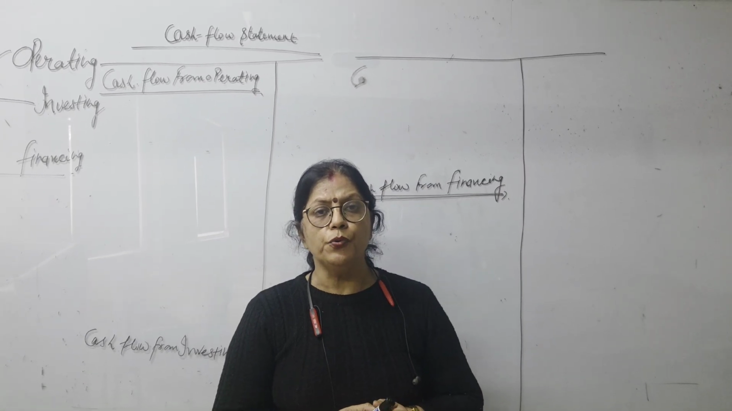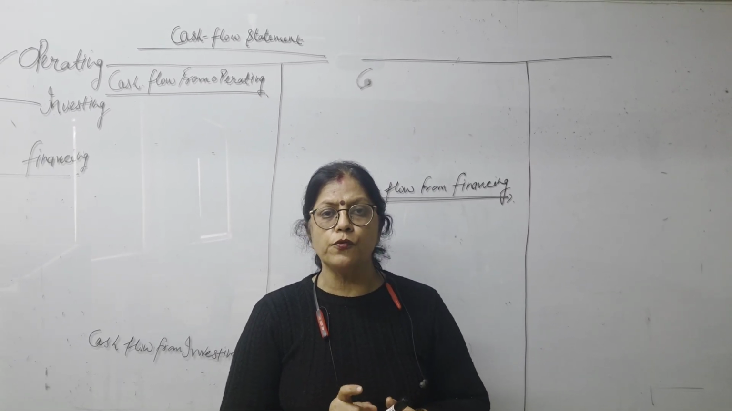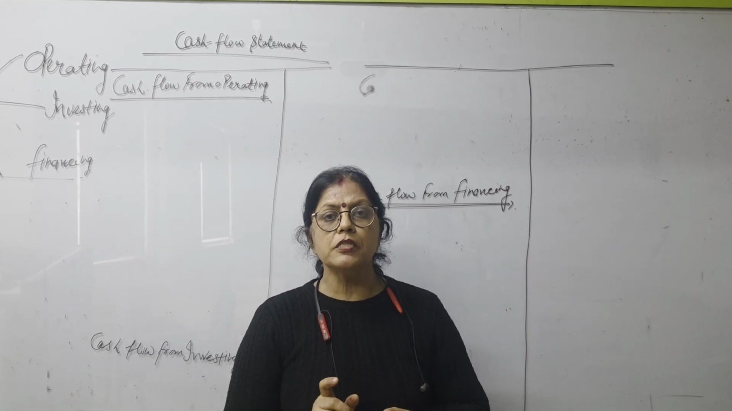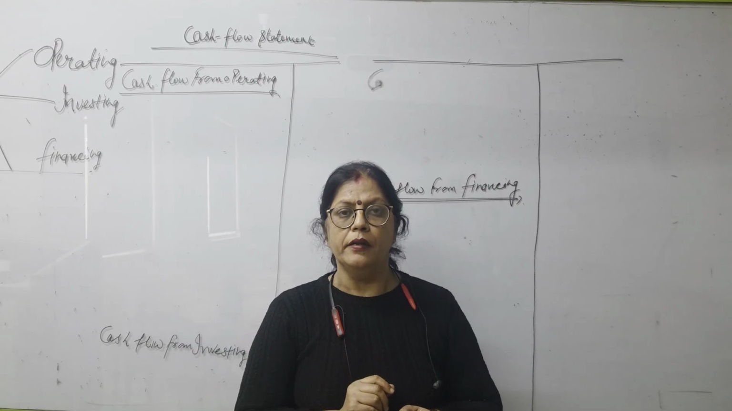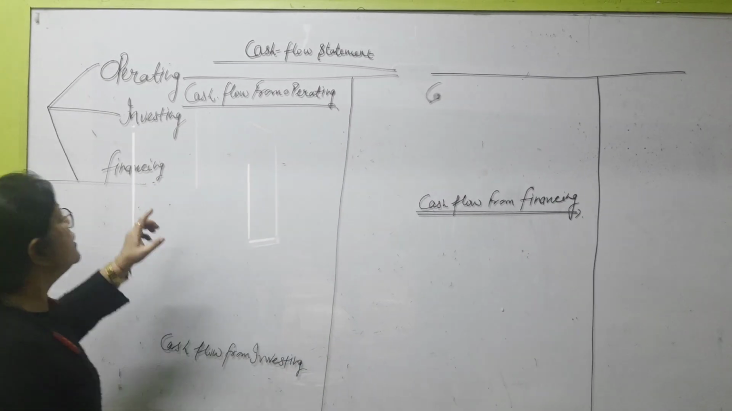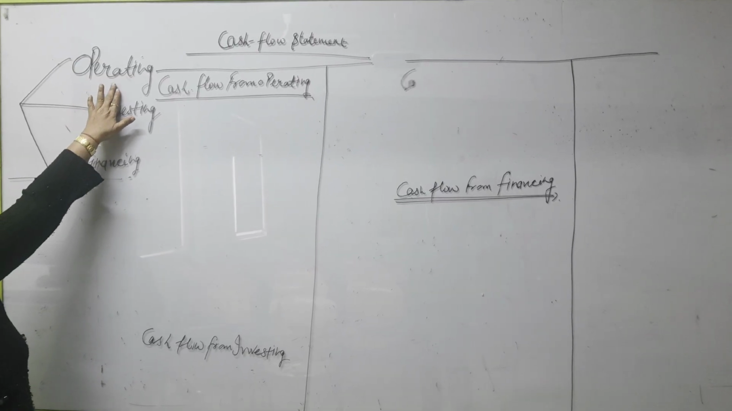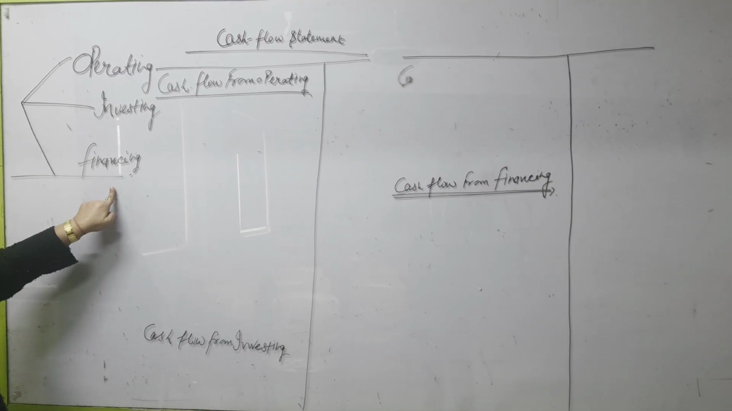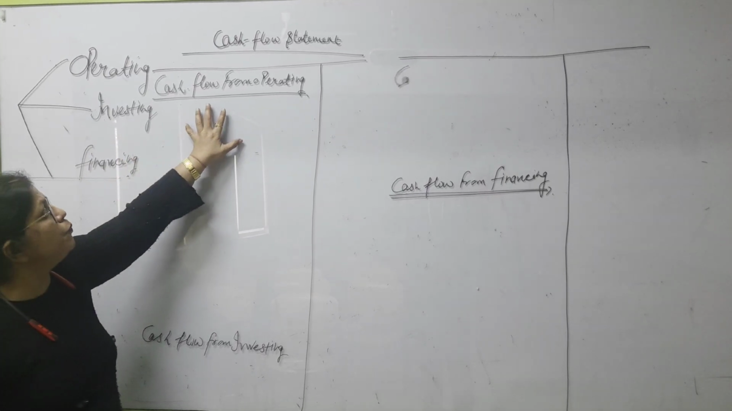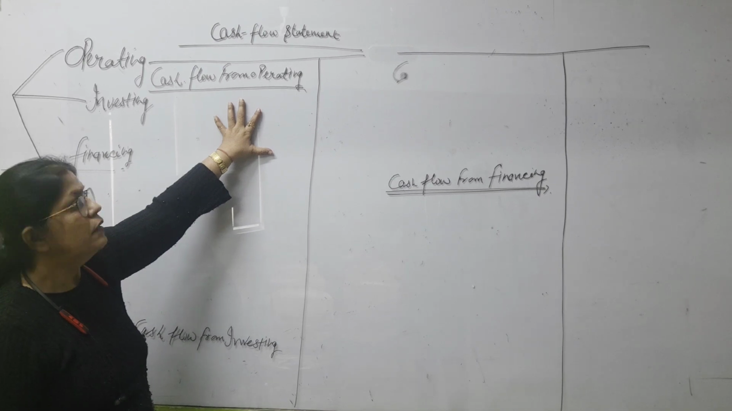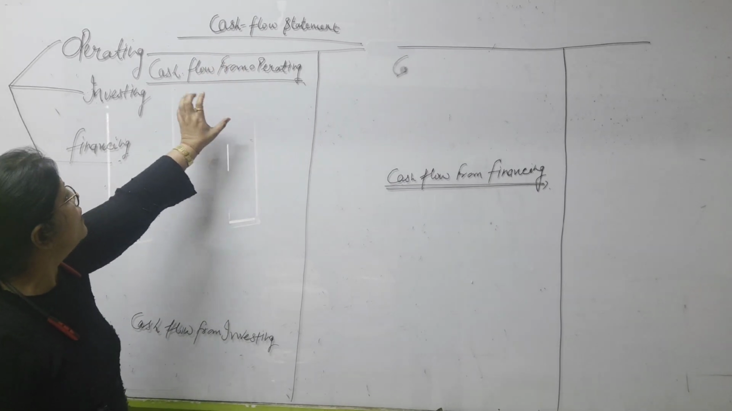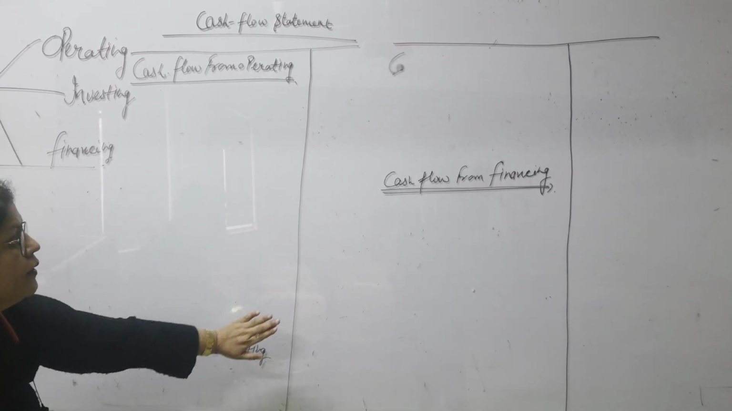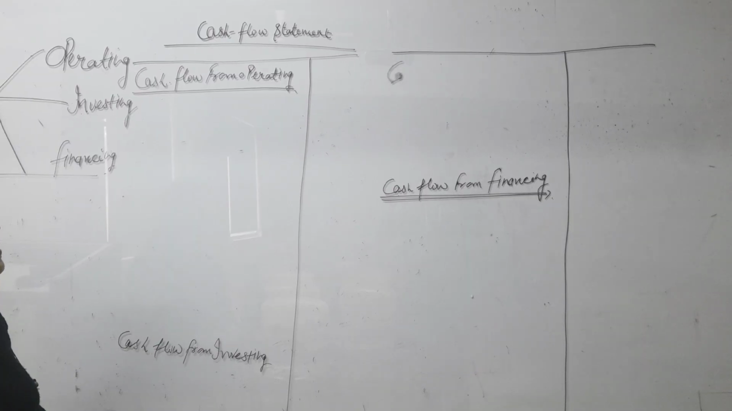From the examination point of view, we are going to start cash flow statement, which is a very important part of 12th class. One question must be taken in the board from cash flow statement. Now, the cash flow statement is totally based on operating activities, investing activities, and financing activities. First of all, you have to prepare a format of cash flow statement, that is cash flow from operating, cash flow from investing, and cash flow from financing.